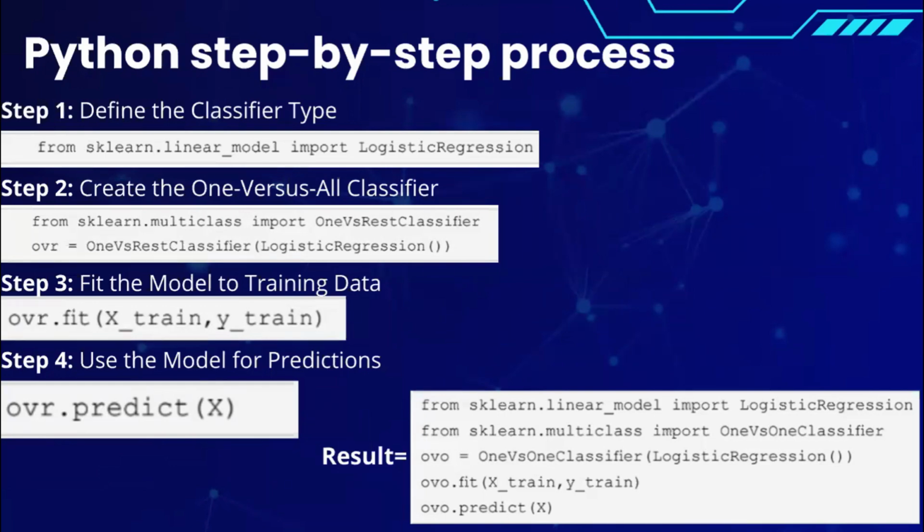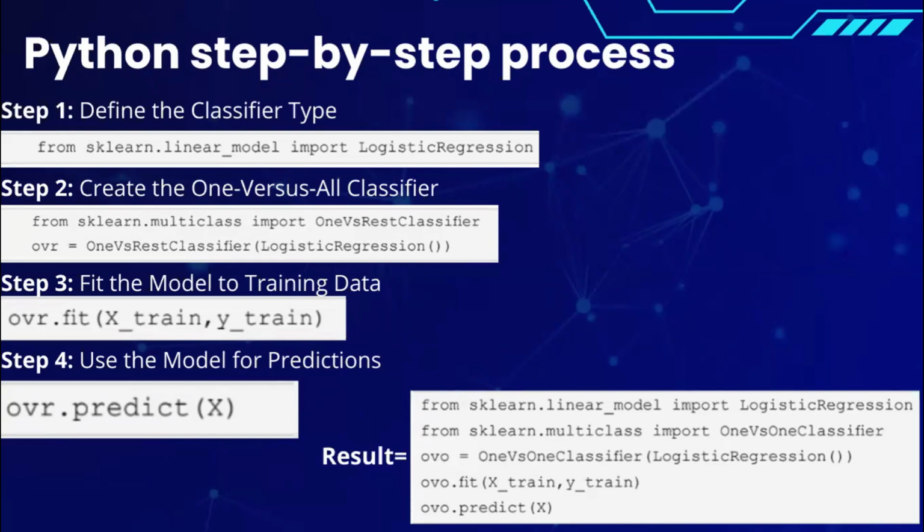About step 3, like any other machine learning model, we'll now fit this classifier to our training data. This step ensures that the model learns how to classify the data into classes. As you can see in the code of step 3, X_train is our feature matrix, and y_train is our target variable.